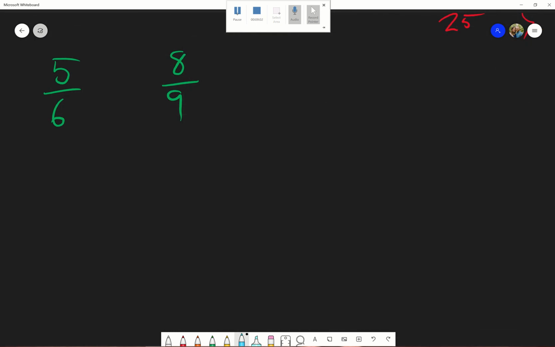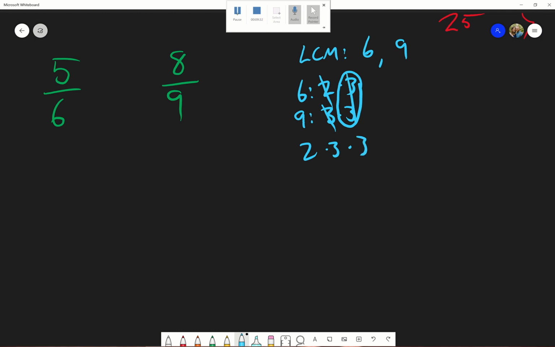Okay, so first thing, we want to find the LCM of our denominators. Our denominators are 6 and 9. Remember, the least common multiple helps us to know what equivalent fractions we use so that our numbers work. So 6 is 2 times 3, 9 is 3 times 3. Group some 3's: I've got a 2, a 3, a 3. 2 times 3 is 6, 6 times 3 is 18. So I want to get my fractions to have the same denominator of 18.